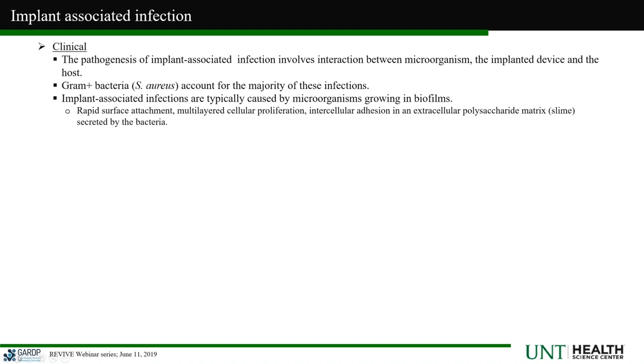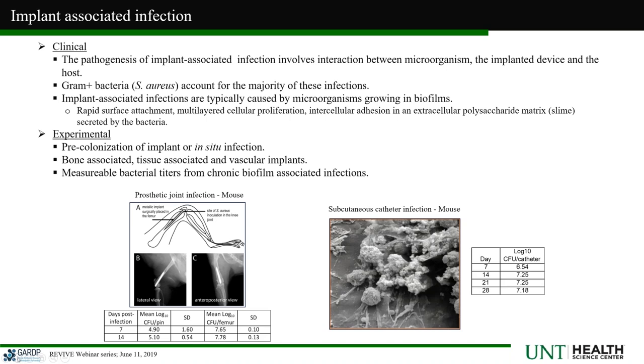The prosthetic joint infection in the mouse is implantation of a titanium pin into the femur. You inoculate this space upon implantation with the Staph aureus. You can measure both the titers on the pin itself, biofilm associated, as well as in the femur itself, osteomyelitis associated. And you can see in the model, you're going out to 14 days. It's a fairly chronic infection. You have titers of 5 to 7 logs, depending on which you're measuring, be it the pin or the femur.